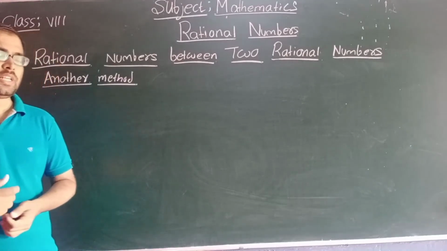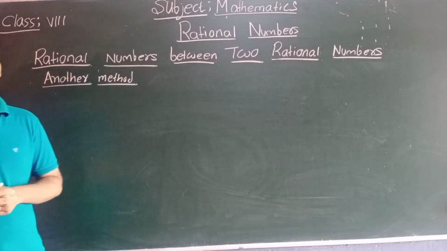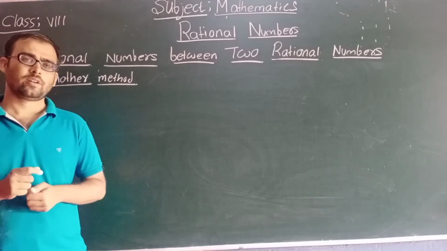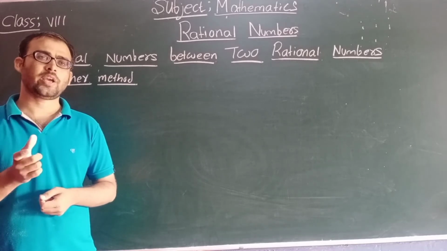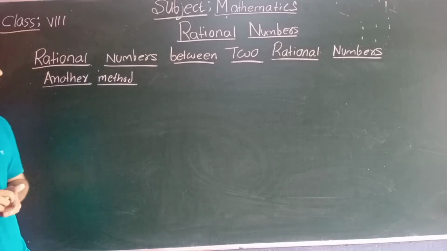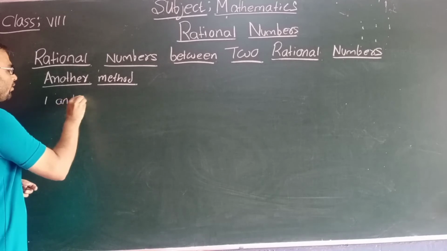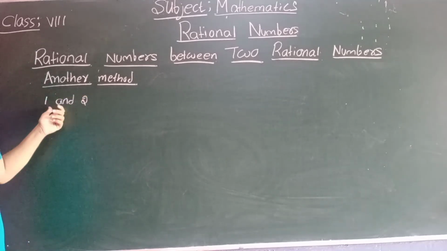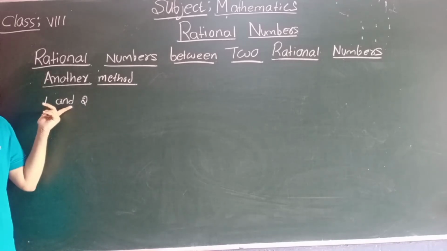Students, now we will see another method of writing rational numbers between these two numbers. Okay, so always the middle number of any two numbers will be its mean. Here suppose 1 and 2 are there, the midpoint or the number between these two numbers is always the mean of these two numbers.